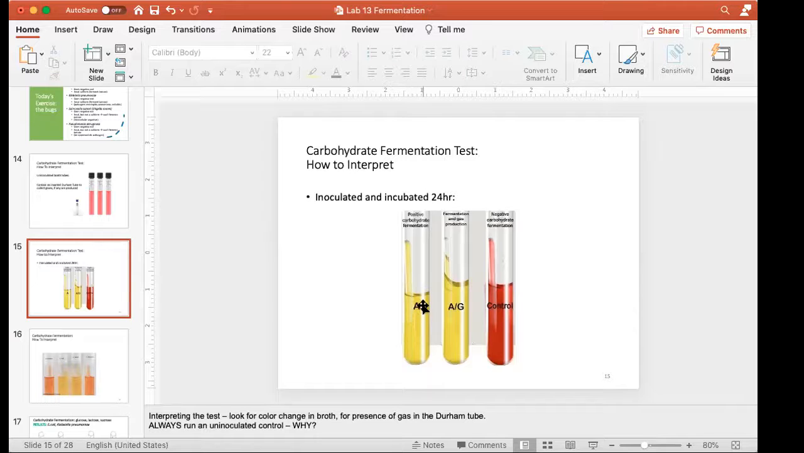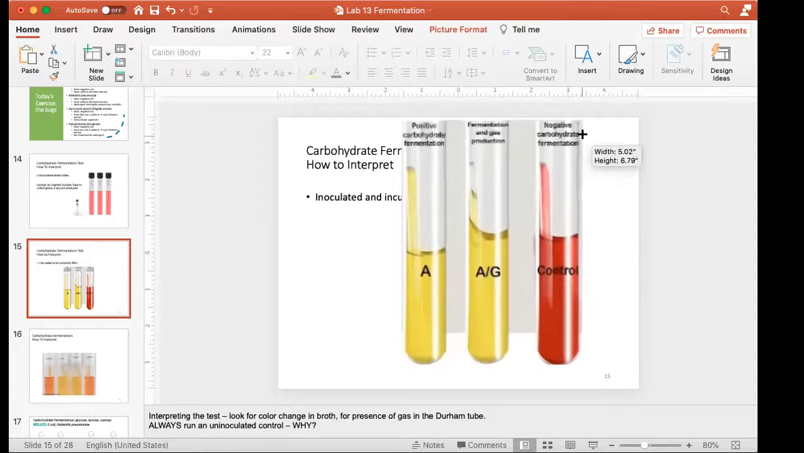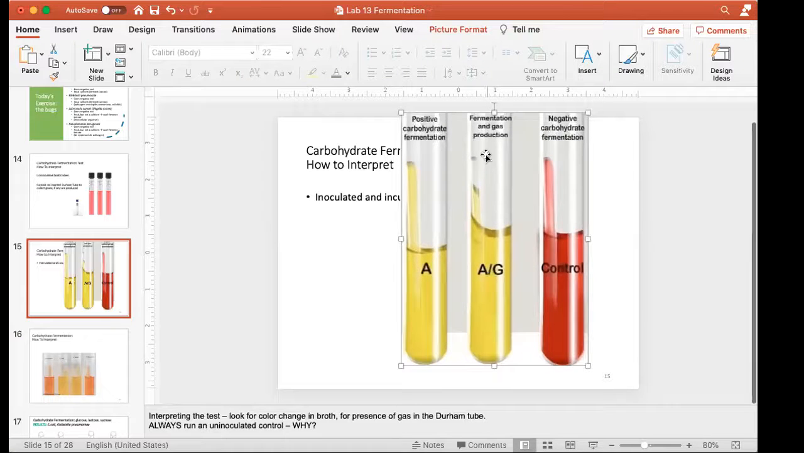Carbohydrate fermentation tests are usually reported as A or A/G. So the A means that only acid was produced. And the G means that acid was produced, the tube turned yellow, and some gas was produced during the process of fermentation. I think if you look, as I enlarge the image, you can see at the top of the Durham tube, it's now clear.